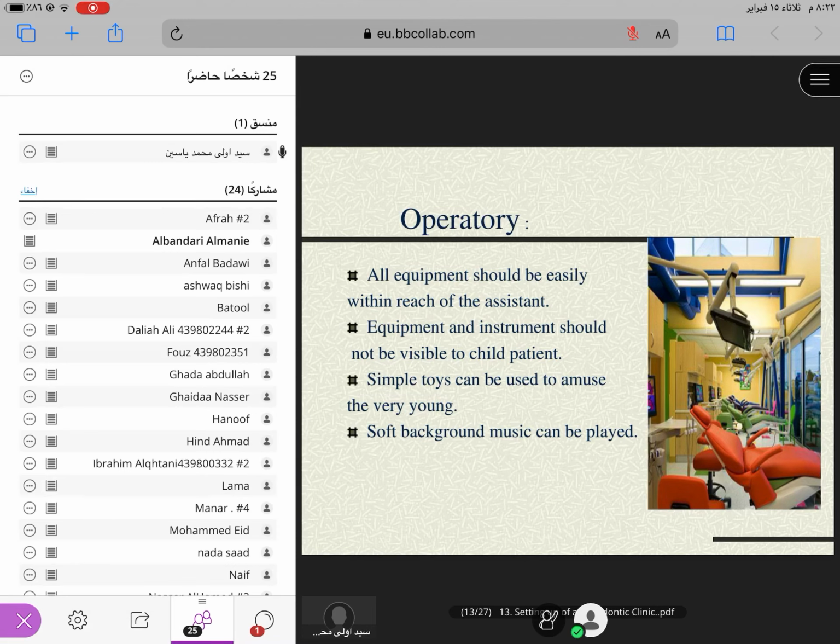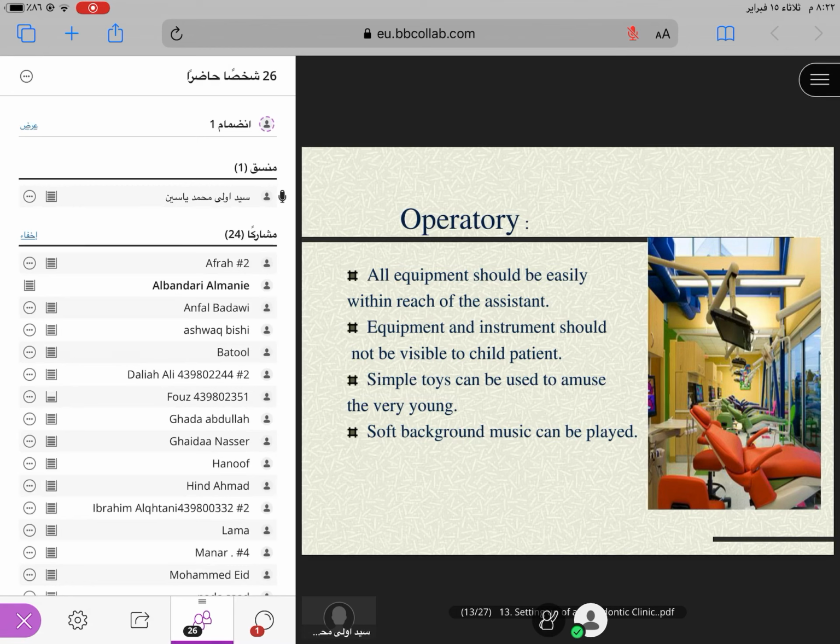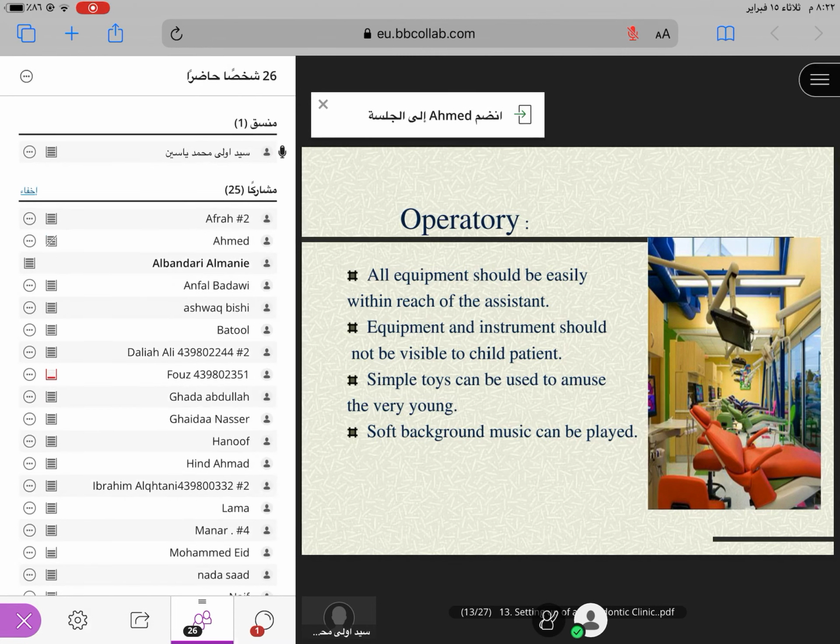Whenever you are working in the operatory, all equipment should be easily within the reach of the assistant. The assistant should easily pass the instruments and you should keep on working. Make sure that any equipment such as needles, injections, as well as extraction forceps should not be kept in a position where the patient can see those things. It should be kept behind the patient, not in front of the patient's eyes, because this can create unnecessary anxiety for the patient. So any needle, any extraction forceps, any injections, cartridges, should be kept behind the patient's head, so that the patient doesn't have any anxiety whenever he sees the needle or a syringe.